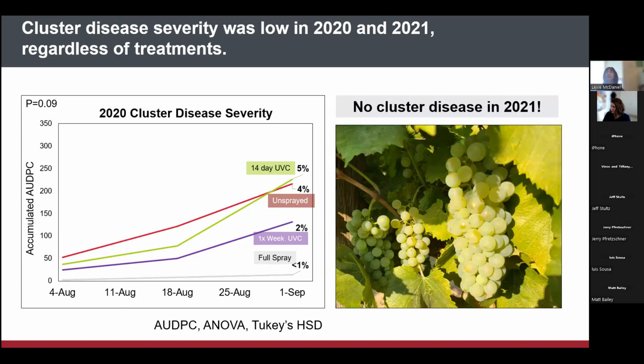So these are showing the cluster disease. We have really low cluster disease in both years. In 2021, we had no disease, which was great. Those clusters were big, and the canopy was big, and there was just nothing. But we had that really bad heat wave that occurred. And in 2020, again, the highest was 5% of disease on fruit. So there wasn't really any separation. This was due to those high temperatures that occurred in late June.